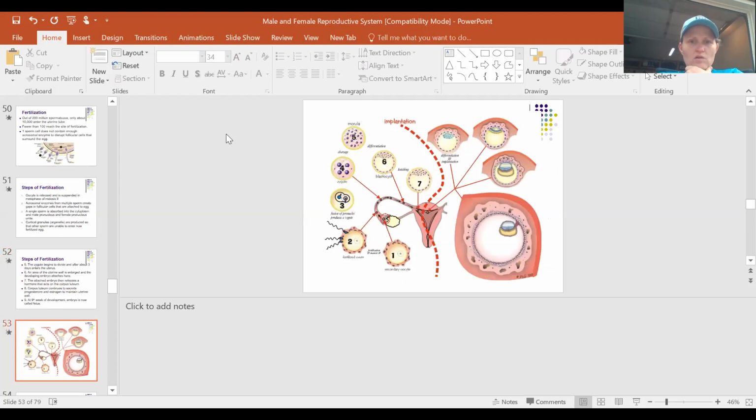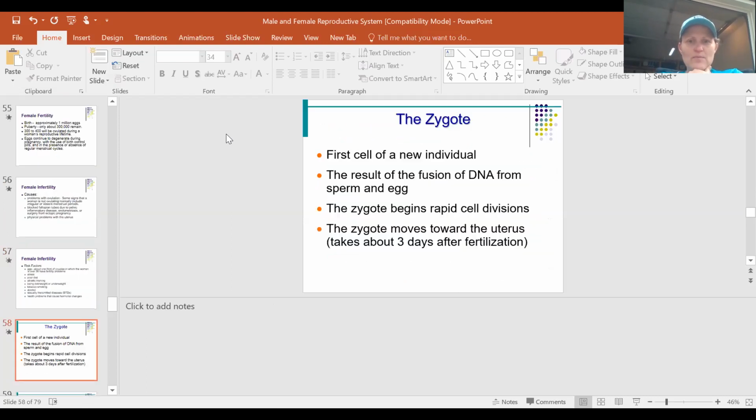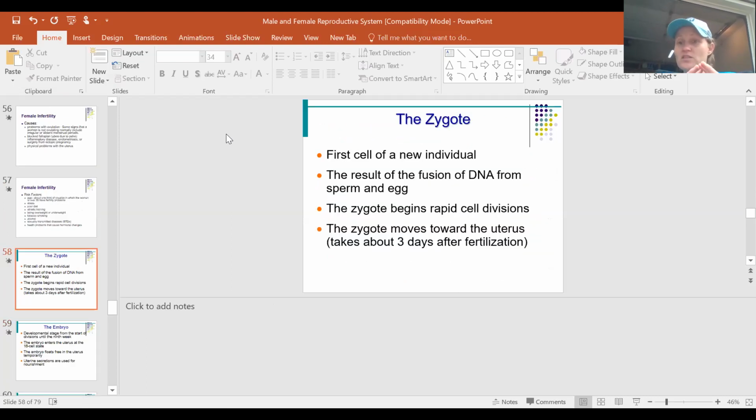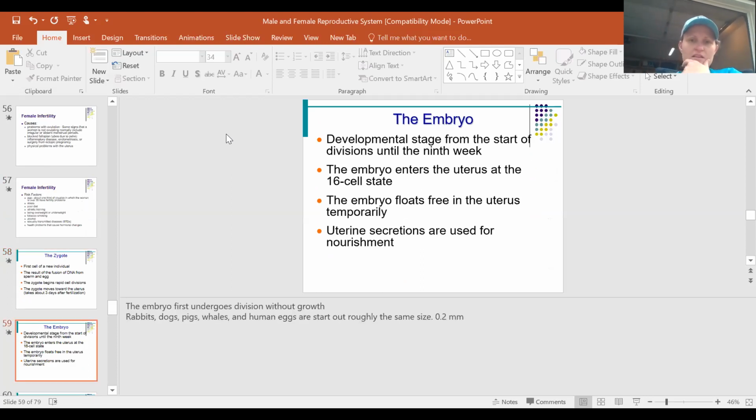So once fertilization happens, the first cell is called a zygote, and that's when you consider there to be a new individual, meaning that the father's DNA and the mother's DNA have combined. It is not attached to the uterine wall yet, but at this point, that zygote is going to rapidly divide over and over again, and it's in the fallopian tube heading towards the uterus.